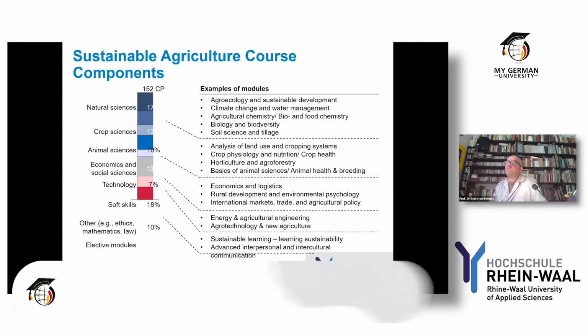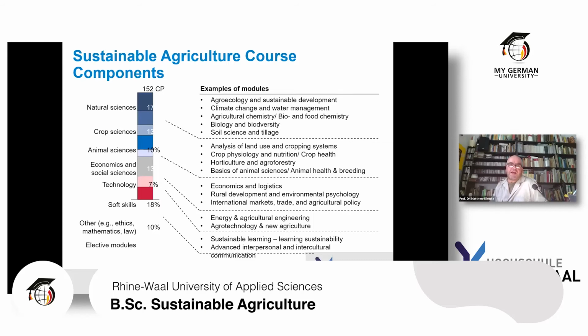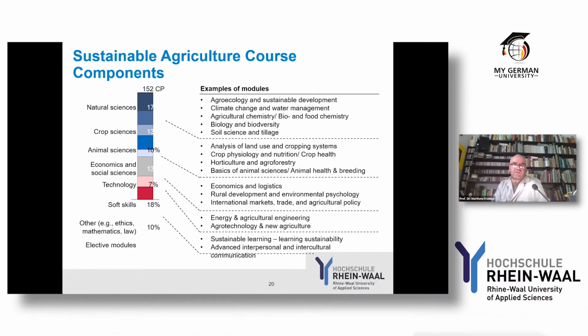Let me say a few words about the sustainable agriculture course as well. You see here, the shares are a bit different. Natural science has a higher importance than the economic and social science, which we provide as well, but it is the other way around.